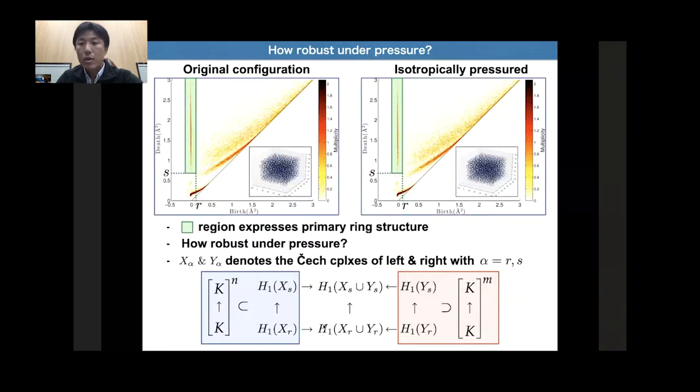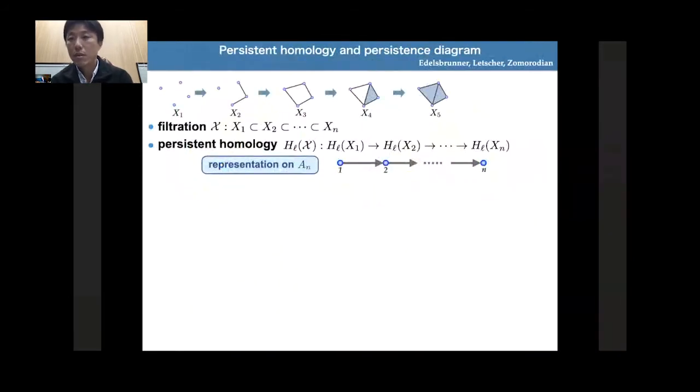However, as you know, the conventional or classical persistent homology theory cannot deal with this type of commutative diagram. So we need several tools from the representation theory of associative algebras. So let me now briefly review some of those concepts here. Although some of you may know them, let me briefly review the necessary concepts from associative algebra. First of all, let's recall persistent homology and the persistence diagram. This is just a very, very brief summary.